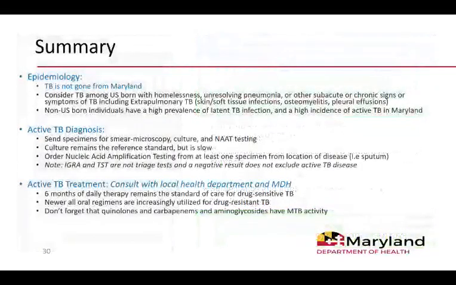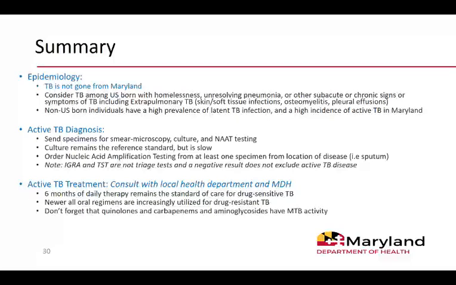In summary, tuberculosis is not gone from the state of Maryland. One should consider TB both in non-US born individuals, but also in US born individuals who have experienced homelessness, or in those presenting with unresolving pneumonias or other subacute or chronic signs or symptoms of TB, including extrapulmonary TB. When evaluating for active TB, it is important to send specimens for smear microscopy, culture, and nucleic acid amplification testing. While culture remains the reference standard, it is slow. Nucleic acid amplification testing is not as sensitive as culture, but can help provide a more rapid result.